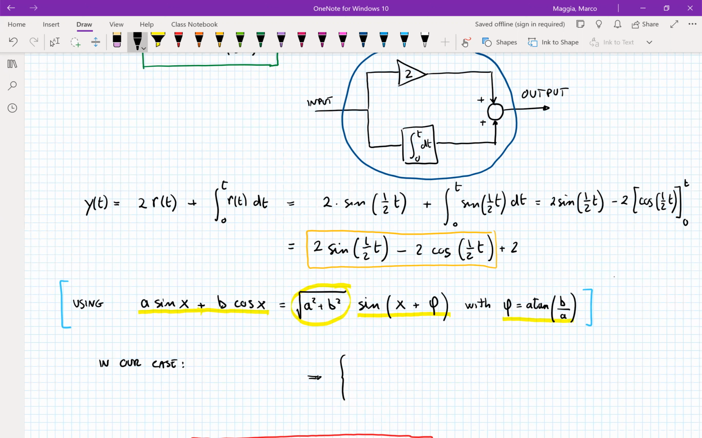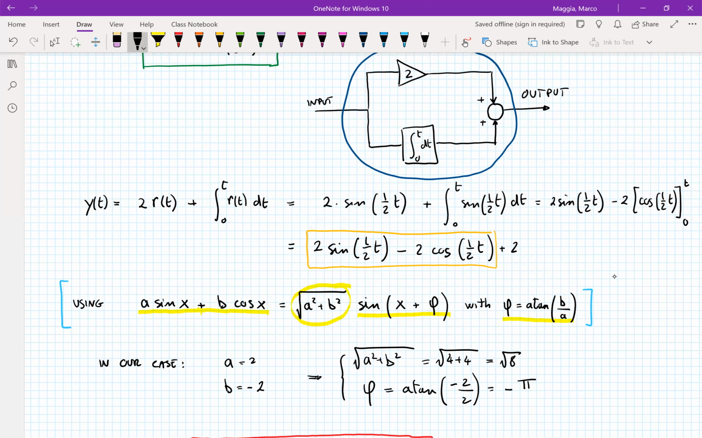So in our case, a is equal to 2, the coefficient in front of the sine wave, and b is equal to minus 2. So the square root of a squared plus b squared is equal to the square root of 4 plus 4, which is square root of 8. And then the phase, phi, is equal to arctangent of minus 2 over 2. So this is equal to minus pi over 4 in radians, or if you wish, that is also equal to minus 45 degrees.